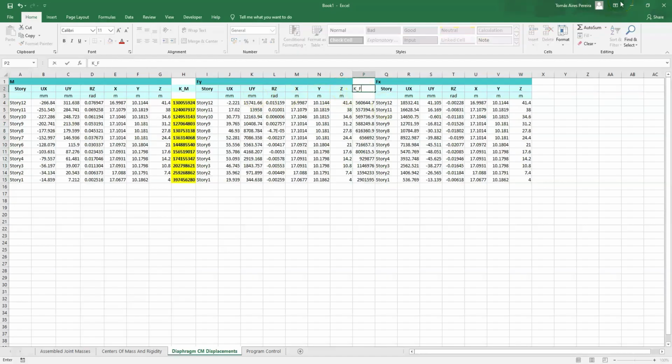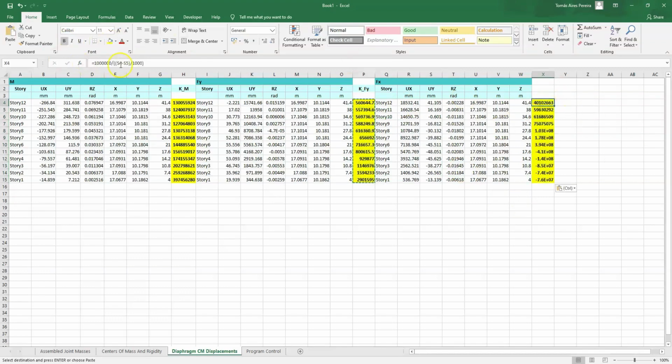We will give it another name. Stiffness Fy. We will do the same for the stiffness in Fx using the same philosophy. But once again, remember that these are values associated with the displacements we measured at the center of mass, which is not exactly what we intend.